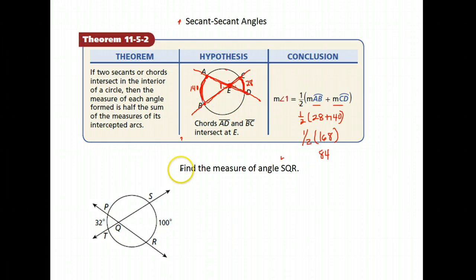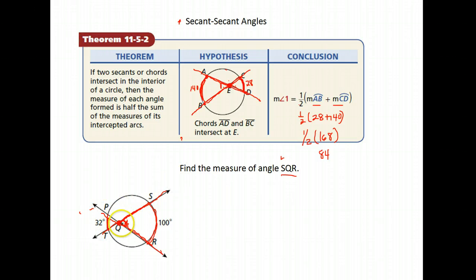So let's take a look at this example. Find the measure of angle SQR. Where is SQR? Here's the angle is at Q. We start at S, down to Q, out to R. So this is my angle I'm trying to find right here. Now notice its vertex is inside the circle. It's not on the edge. It's not right in the middle. It's just on the interior. Notice also that my lines create two arcs, the lines here. Okay, so in here, we have a 100-degree, and on the opposite side, we have a 32-degree arc.